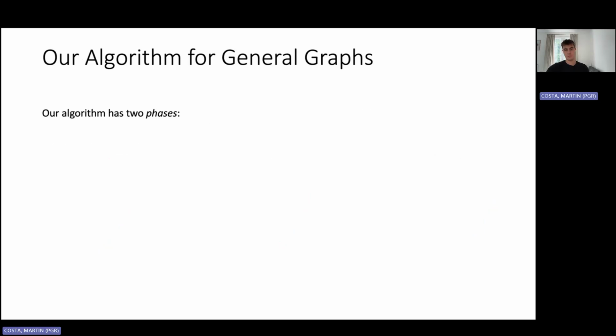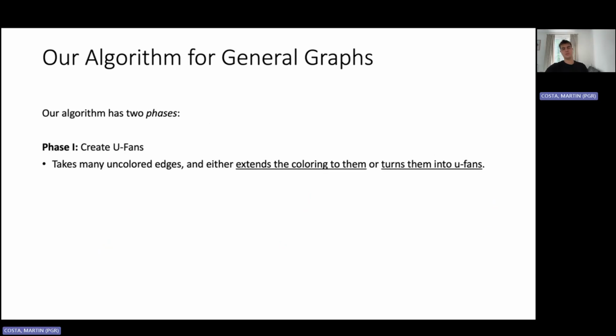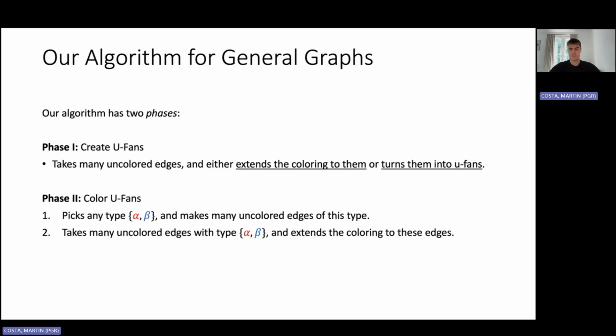So how does our algorithm work for general graphs? The algorithm has two phases. In the first phase, we create a bunch of U-fans, and we do this by taking many uncolored edges, and our algorithm will either extend the coloring to these edges efficiently, or it will shift them around and turn them into U-fans, satisfying this definition that we saw before. And the second phase of the algorithm colors these U-fans, right?